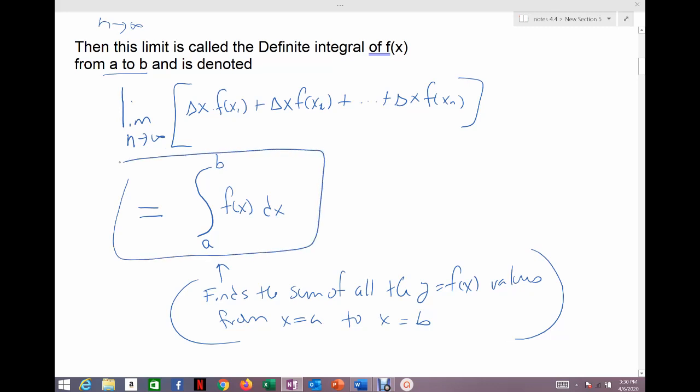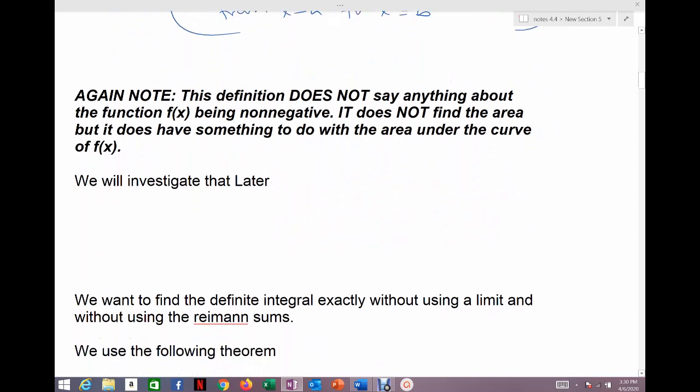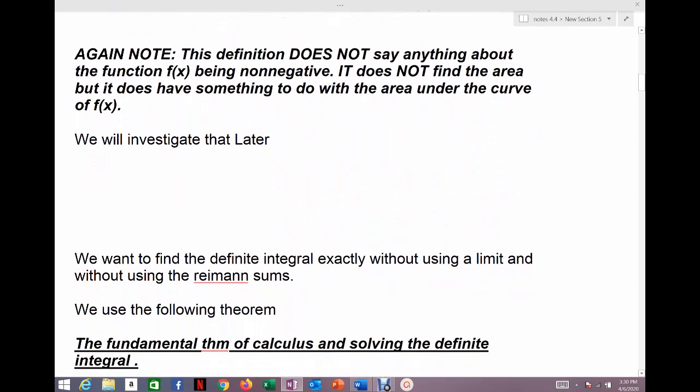And the fundamental theorem is what we're going to get to, which allows us to solve this with a very special type of integration. Again, my note here does not say anything about the function being non-negative or positive. It has to do with area, and we'll investigate this in a second. That's my next set of notes. It has something to do with the area under the curve. It has to do with the fact that I'm accumulating all my function values.